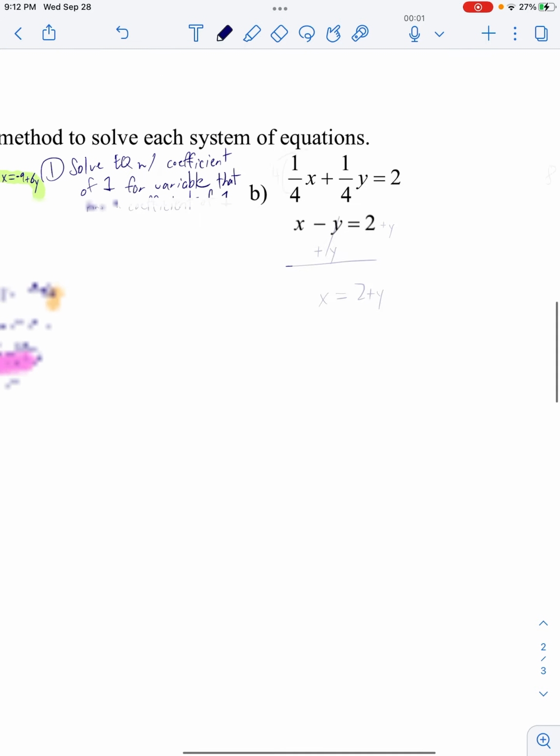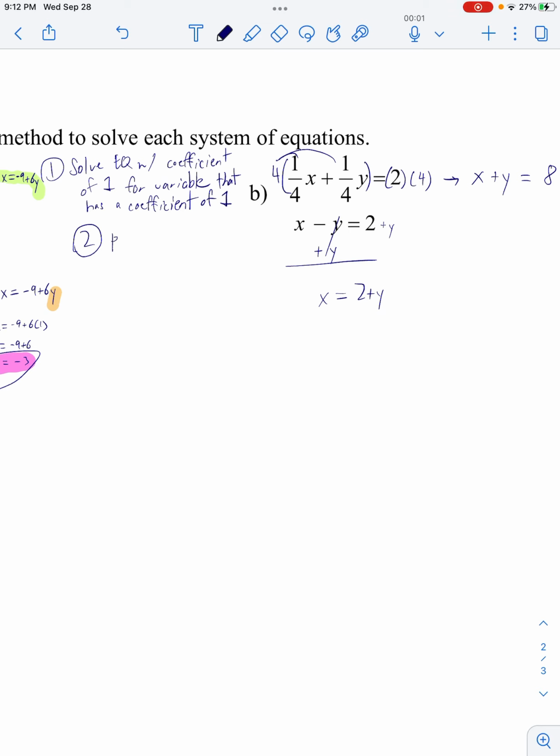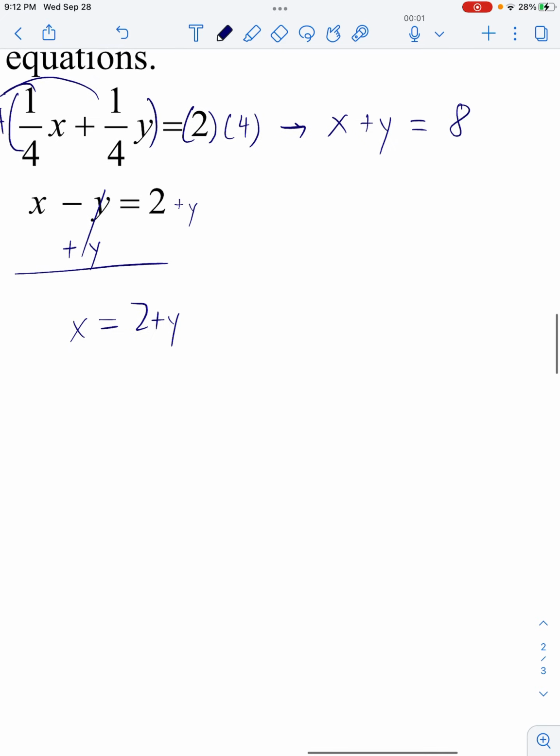All right, and then my second step, I forgot to write it down for the other problem. My second step is to plug the expression for that variable into the other equation. All right, so I'm going to take this x equals 2 plus y. Now I'm going to plug it into y over here, okay?